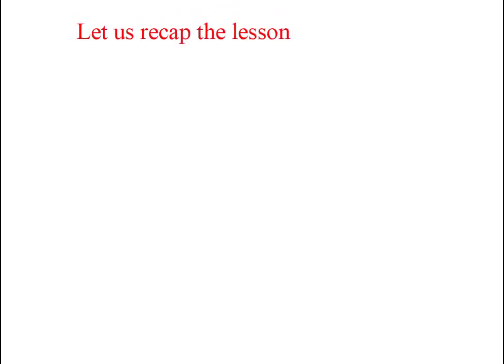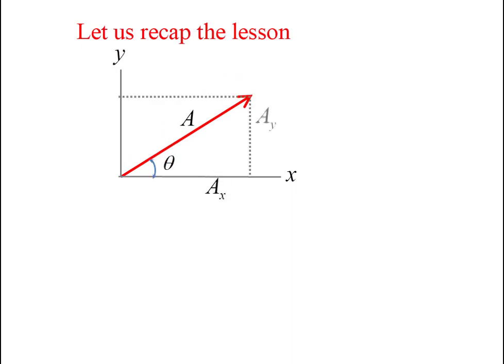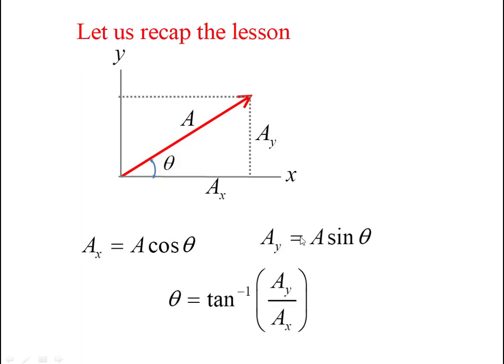Let us recap what we have seen in this short tutorial. On this Cartesian coordinate system, we can represent a vector A, and that vector A is at an angle of theta. If this part is the x component of the vector, that is ax, and this height is the y component, then ax is simply A cosine theta, and ay is A sine theta. Theta is tangent inverse of ay divided by ax.